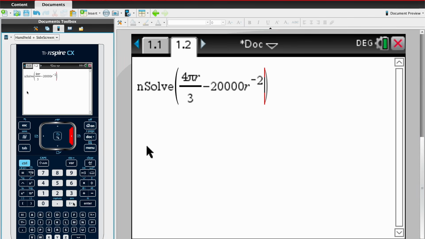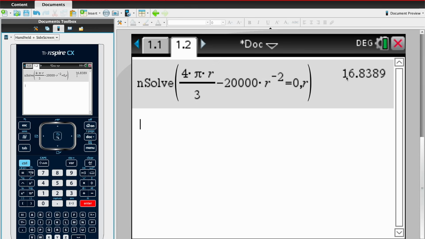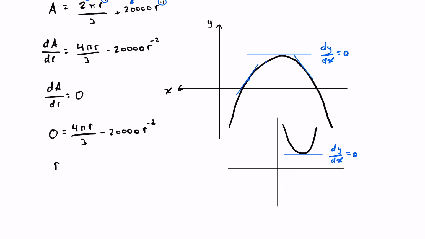And we want all of this to equal 0. And let's ask the calculator to solve for r. Okay, so when r is equal to 16.8389, or 16.8, let's go back to the document. So when r is equal to 16.8389 centimeters, this function has a minimum surface area. Okay.